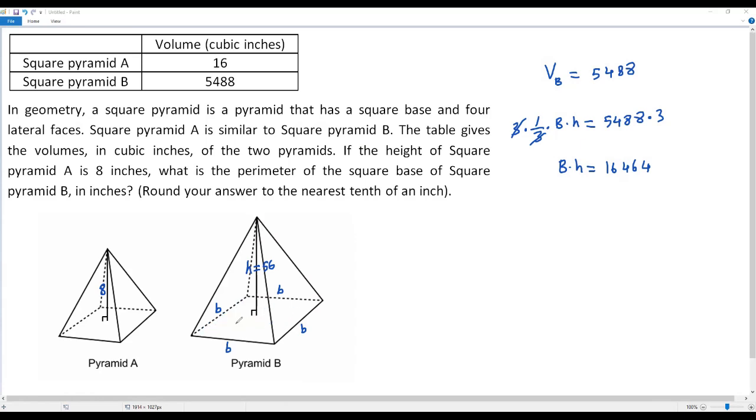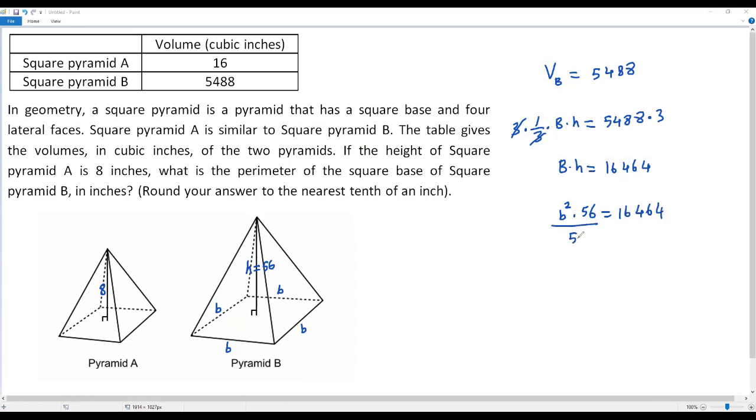Here this capital B represents the base area, that is the area of the square base we have over here. To get the area of the square base, we have to multiply the side by side, that is lowercase b multiplied by lowercase b, that is lowercase b squared. And for height, we have the value 56, so we can plug in 56 for h over here. b squared times 56 equals 16,464.